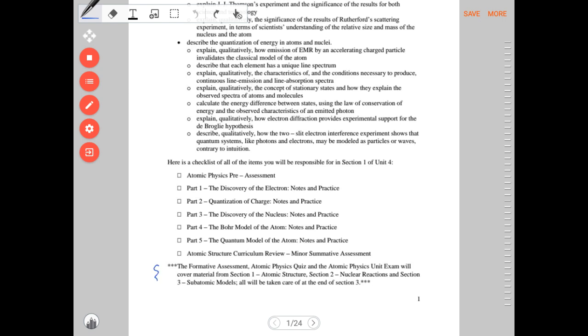So we'll just look down here for a sec. Okay, so the formative assessment, the atomic physics quiz, and the atomic physics unit exam will cover everything from sections 1, 2, and 3. Okay, and that will all happen at the end of section 3. So you will have a curriculum review for all 3 chapters, but just one big formative assessment, one quiz, and of course, the unit exam for all 3 sections. Okay, so that's kind of what's going on. So let's flip the page and get started.